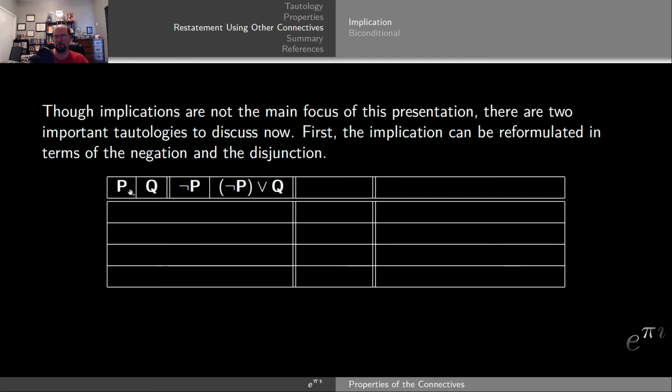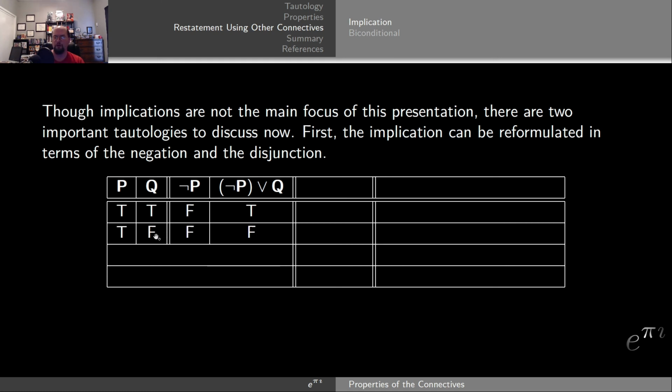I'm going to think of P as being the hypothesis and Q as being the conclusion. What I'm going to do is negate P and then take the disjunction with Q and see what happens. Specifically, take true and true. If I negate true, I get false, and then false disjunction with true will give me true.